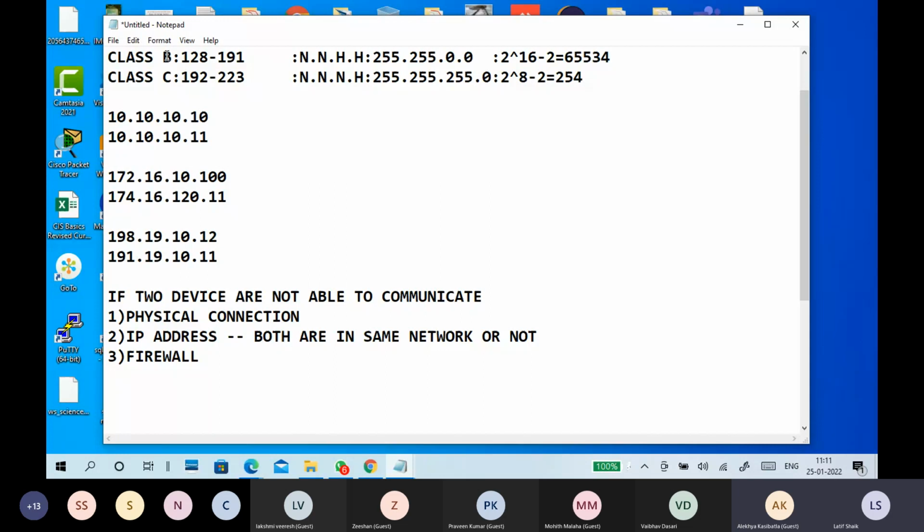If you take a class B network, you can connect 65,000 devices in a single network. For example, you take this network, without affecting these first two octets, you can get almost, more than 65,000 devices connected.